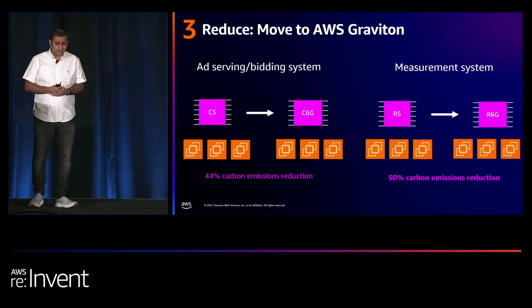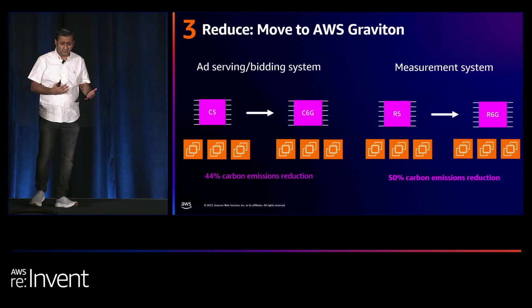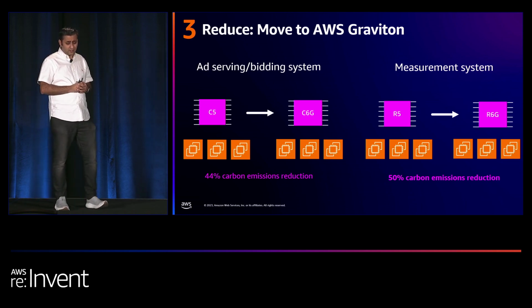There's another large measurement system that moved about 35% of their workloads to Graviton, and that cut their emissions down in half.